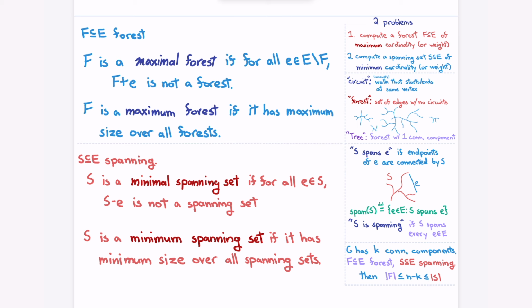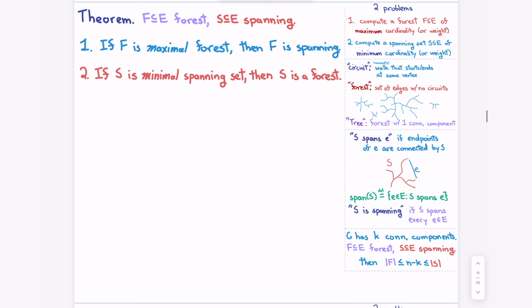Okay. So let's see this. Okay. So here are two claims. If F is a maximal forest, then it's spanning. The other claim, if S is a minimal spanning set, you just can't remove an edge, then it's a forest.